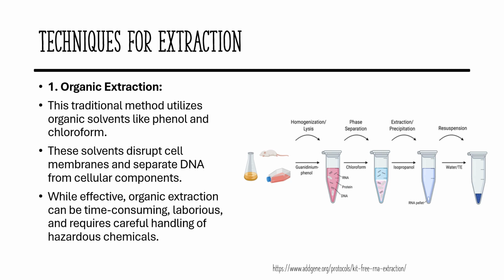Techniques for extraction of viral genetic material. The viral genetic material can be extracted from a range of samples like environmental samples, animal tissues, or cell culture based samples. The traditional method utilizes organic solvents like phenol and chloroform. One can also add chaotropic salts to disrupt the cell membrane and separate DNA from cellular components.